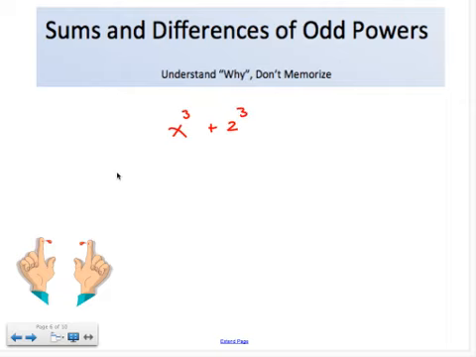Okay, so the first thing to notice is that this will always factor with a binomial times something larger than a binomial. We know from past experience with polynomials that the binomial term is always going to be the cube root of the first term, which is x in this case, plus the cube root of the second term, which is 2. In other words, the objects that are being cubed. We keep this sign the same.